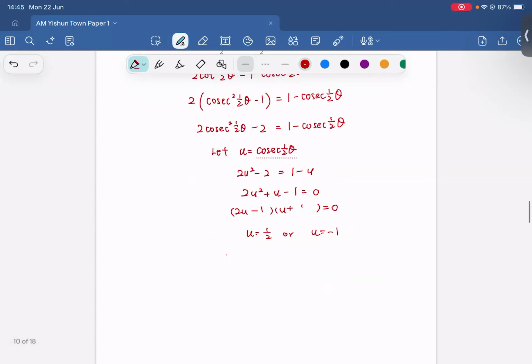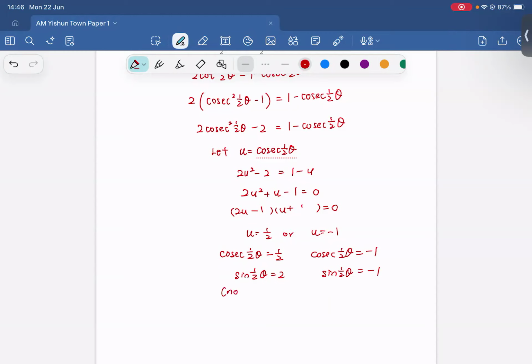Okay, of course we have to change it back. And then we have to change back to sine. So if cosecant half theta is equal to half, then our sine half theta is equal to 2. You flip it around. This one will tell me sine half theta is still equal to minus 1. Okay, so sine half theta equals 2.